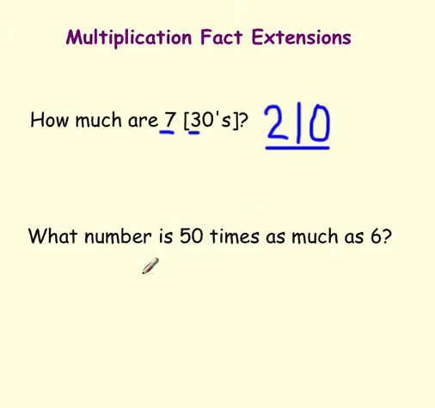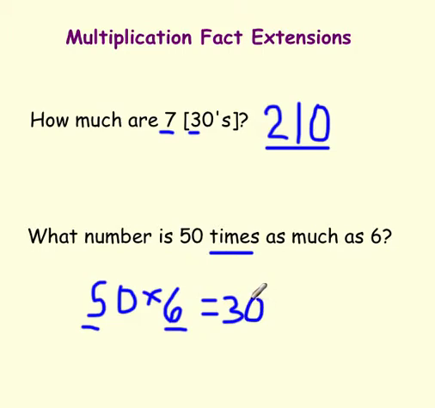Let's look at the next one. What number is 50 times as much as 6? I have times, that tells me to multiply. I need to do 50 times 6. Again, I want to use my fact extensions. I have 5 times 6. I know that 5 times 6 is 30. And then I need to think back to my problem. It wasn't 5 times 6, it was 50 times 6. This is 5 tens. My answer then needs to be 30 tens, otherwise known as 300.